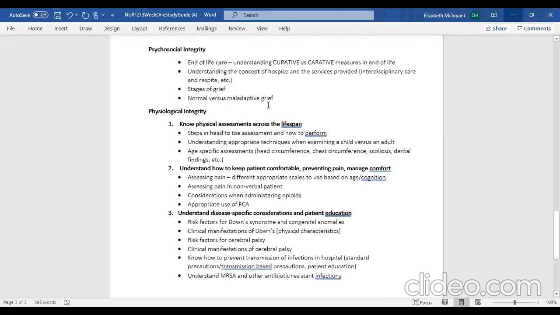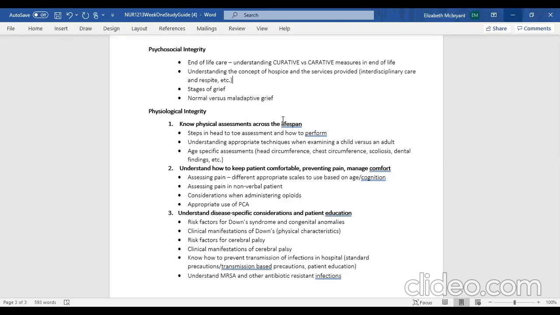But maladaptive grief, per the textbook, is grief lasting longer than 6 months that's sending the person into a deep depression. It's affecting their life. They can't get out of bed. It's lowering their self-esteem. That's when it becomes maladaptive.